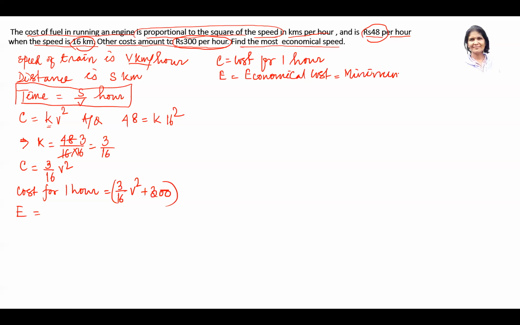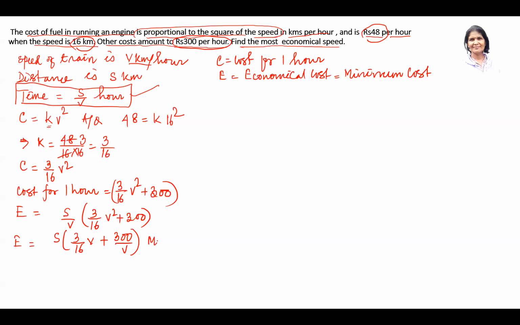So we know that when anything is minimum, its derivative is 0. We'll apply this concept and we'll get the answer. So E is equal to cost per 1 hour multiplied by this many hours. So it will be S by V into 3 by 16 V square plus 300. Simplify this. E is equal to S, I am taking outside, into 3 by 16 V plus 300 upon V, because S will be constant. This is your economical cost.